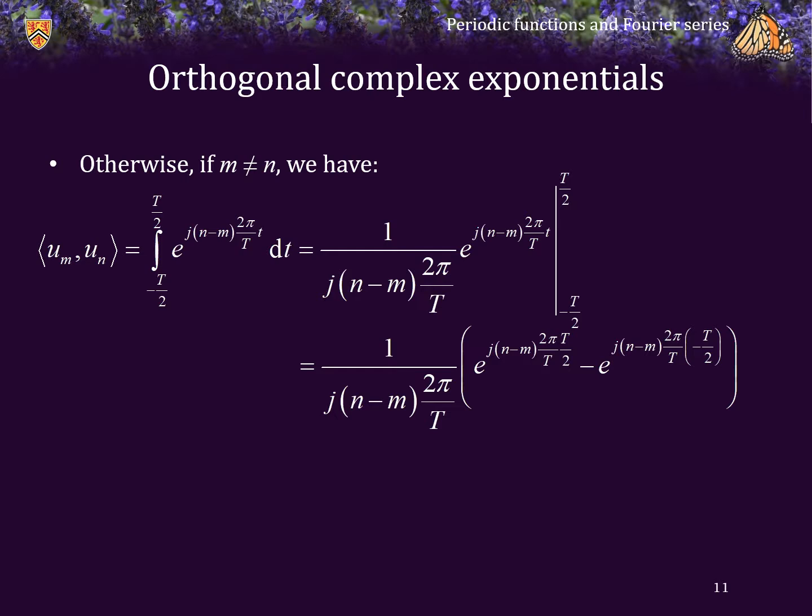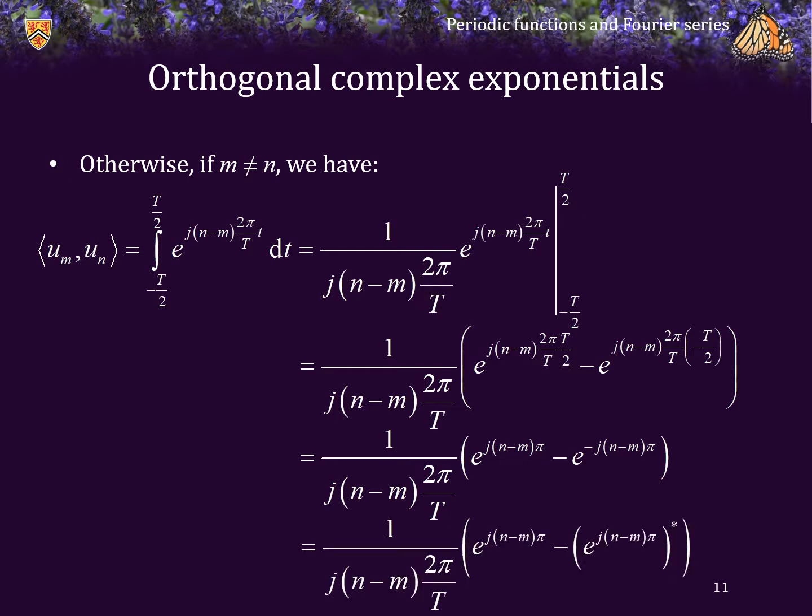This gives us the following expression. Now, we have that negative T over 2 in the second exponent. Well, we can bring that out. But wait a second. Once we cancel everything else out, notice that the second expression is nothing more than the conjugate of the first expression. So now we have a constant times a function minus the conjugate of that function.